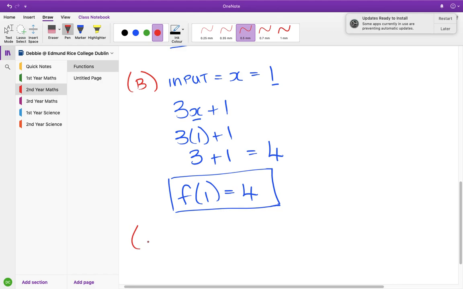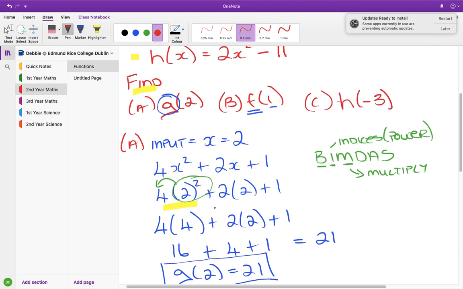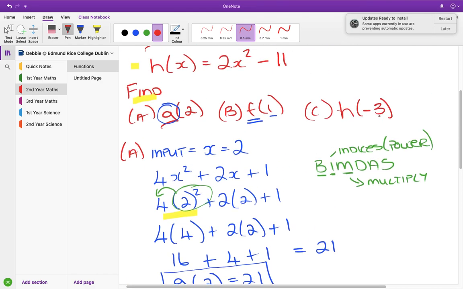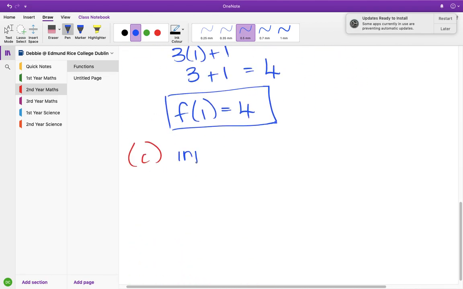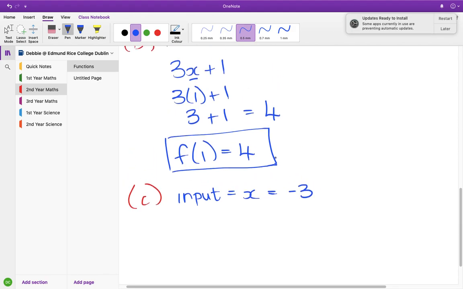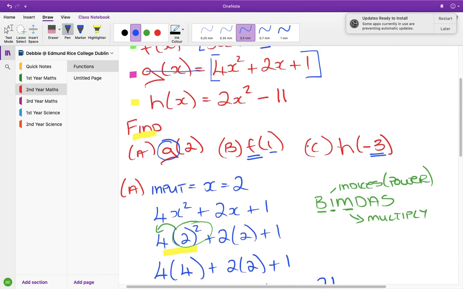Okay, and the last one, part C, says h of minus 3. So first thing we do is pick out our input. There it is there. The input is minus 3. So the input is the x value, which is minus 3. So we know what we're going to input. We just need to know where. So according to this, we're going to input it into the h function.